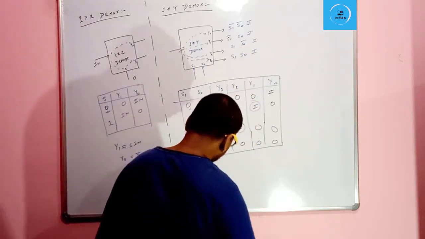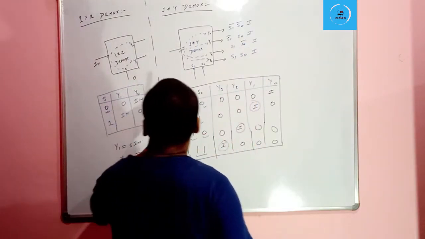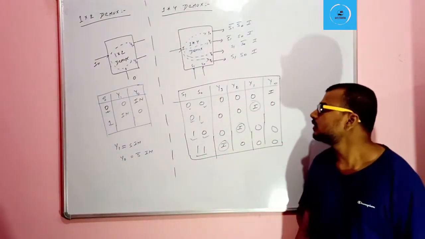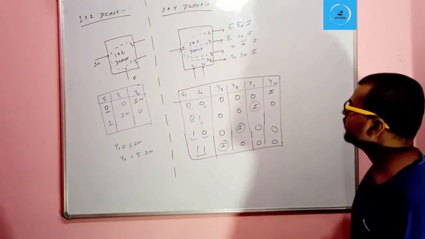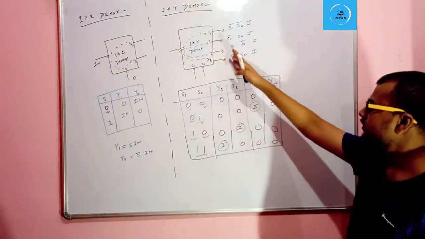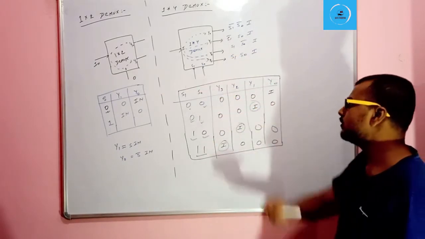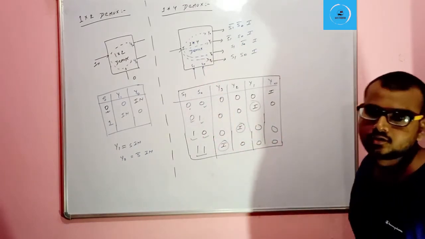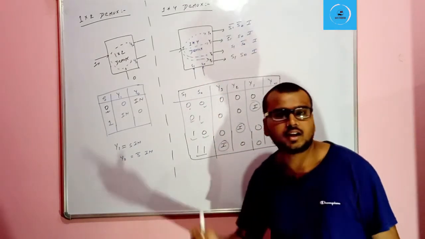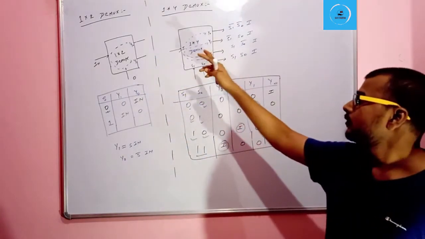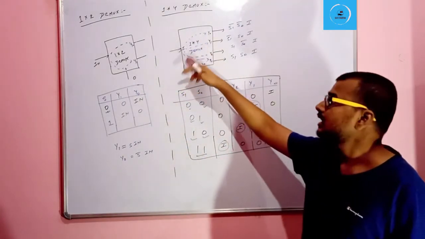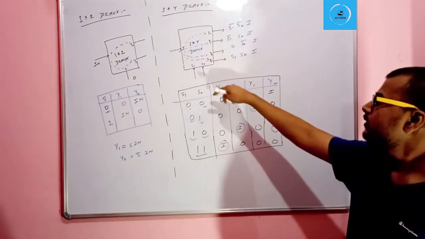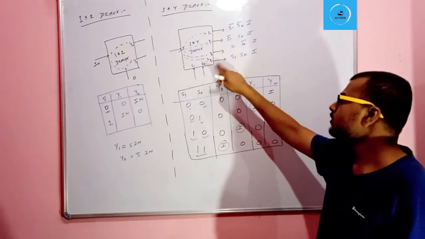So this is the 1:4 demultiplexer, where there is one input, 4 outputs and 2 selective lines. For selective line 0 0, this I will be transferred to y0. For 0 1, this I will be transferred to y1. For 1 0, this I will be transferred to y2. And for 1 1, this I will be transferred to y3.